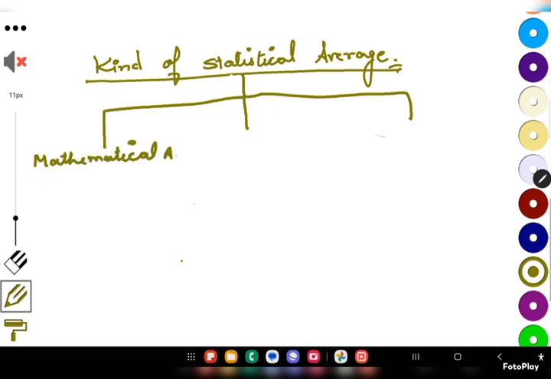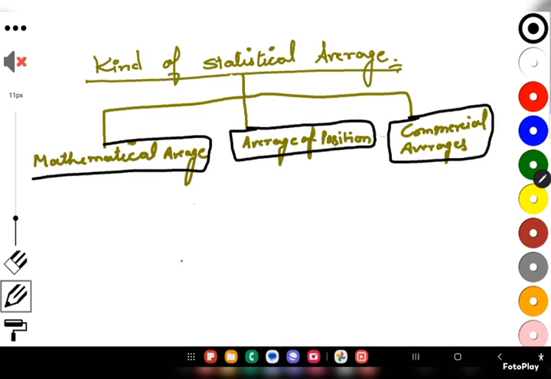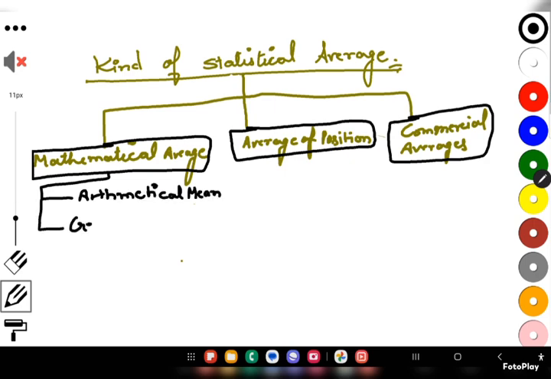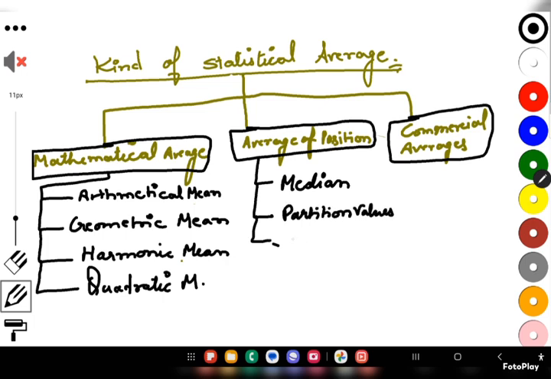Now, what are the kinds of statistical average? So, there are three major divisions. On the basis of the mathematical average, the averages that come under it are arithmetic mean, geometric mean, harmonic mean, and quadratic mean. On the basis of the average of position come three types of average: median, partition values, and mode. Then come the commercial averages, which cover the moving average, progressive average, and composite average. In the coming chapters or tutorials, we'll understand them in detail.